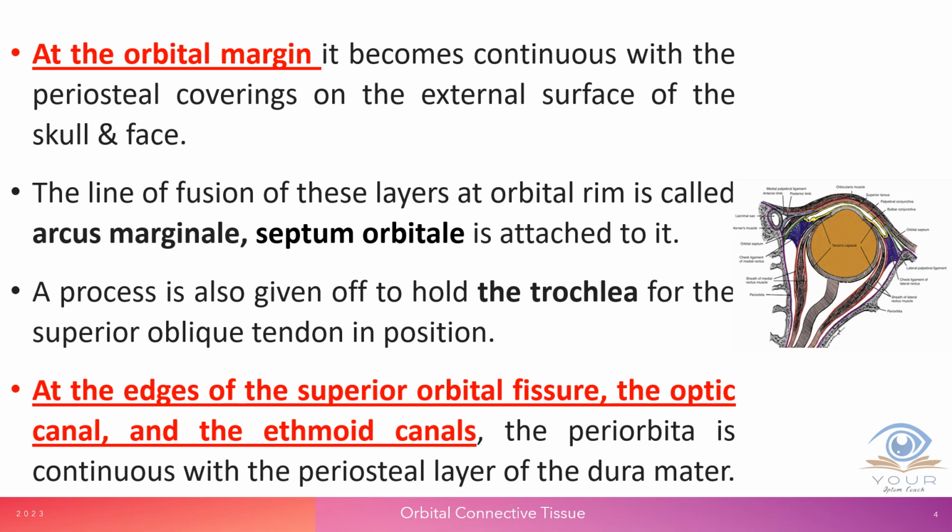At the orbital margin, it becomes continuous with the periosteal coverings on the external surface of the skull and face. The line of fusion of these layers at the orbital rim is called arcus marginale and septum orbitale is attached to it. A process is also given off to hold the trochlea for the superior oblique tendon in its position. At the edges of the superior orbital fissure, the optic canal and ethmoid canal, the periorbita is continuous with the periosteal layer of the dura mater.